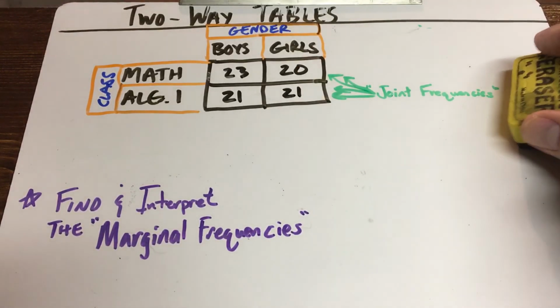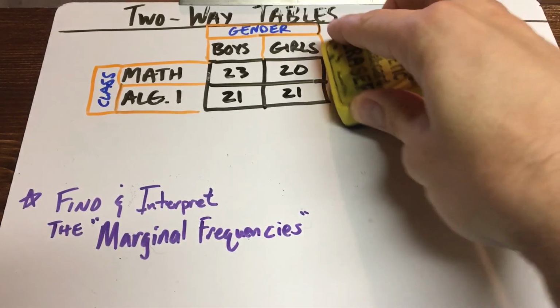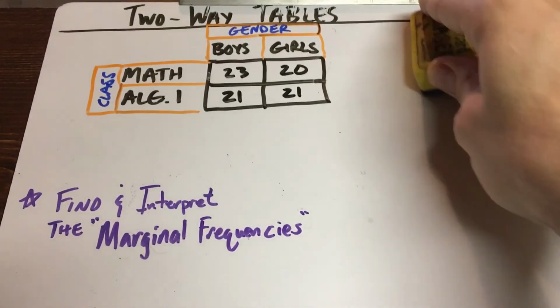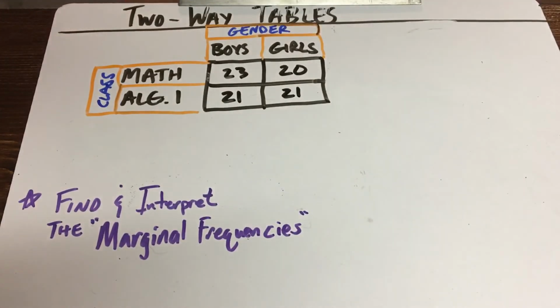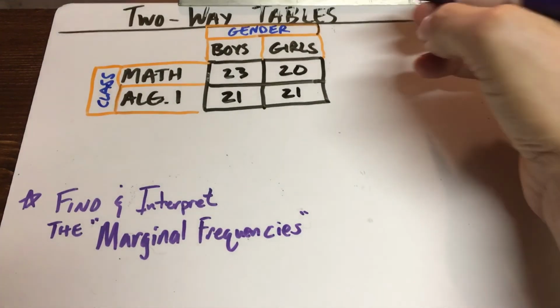Joint frequencies are the numbers inside. So they're going to ask you, especially at the beginning of our lesson today, how many total students are in Mr. Reed's regular math classes? How many total students does Mr. Reed have in his algebra classes? They might ask you how many boys overall are in these classes, or how many girls overall are in these classes. And so if there's only four squares like this, we're going to have to put some totals on here.